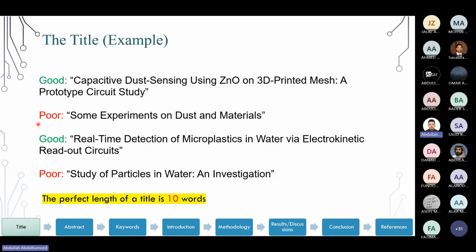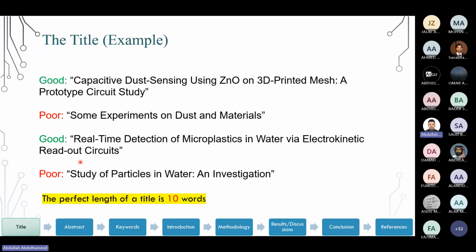An example of a poor title is this one: some experiments on dust and materials. I tried to make these two relevant to each other, so as to compare. This says some. And experiments: what kind of experiments? It is not clear. It is not complete. Also, it mentions dust. What dust? Is it sensing? Is it collection? Is it mitigation? It is also not clear. And also it mentions materials. What materials? It is very, very general. So try to make it more specific. So this is a poor title.